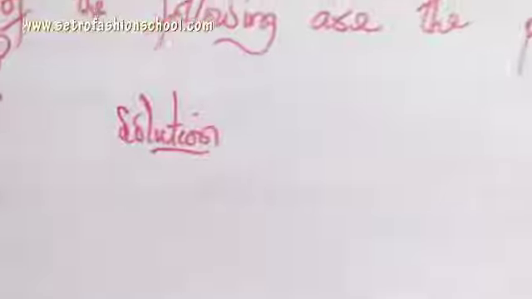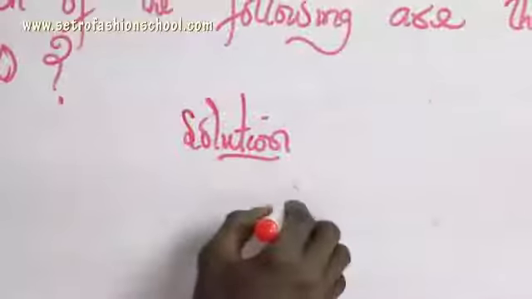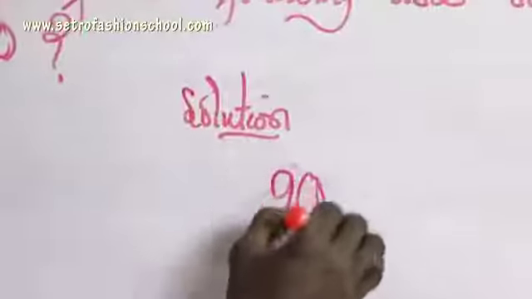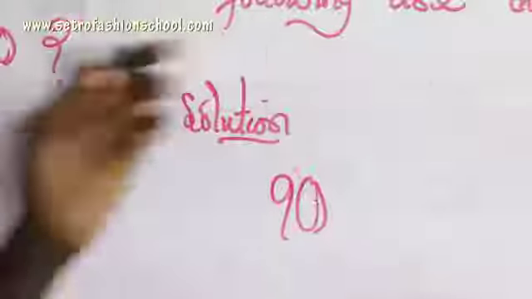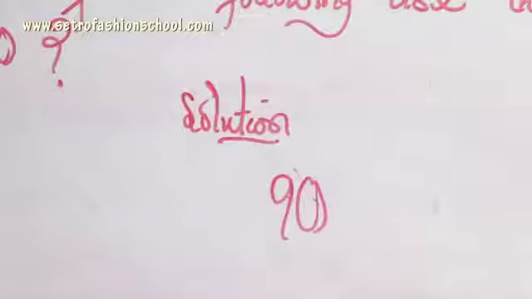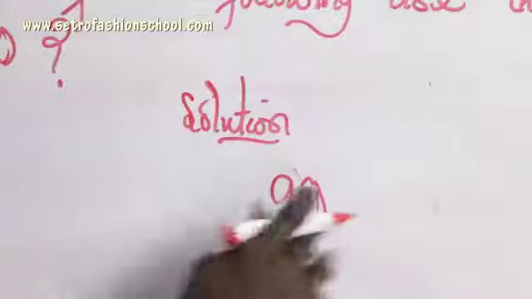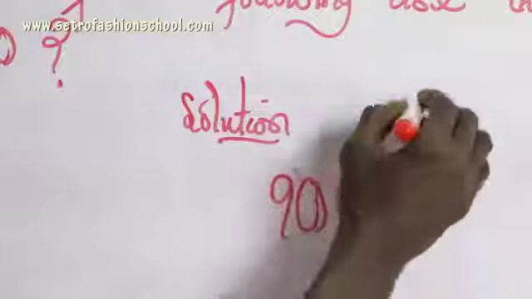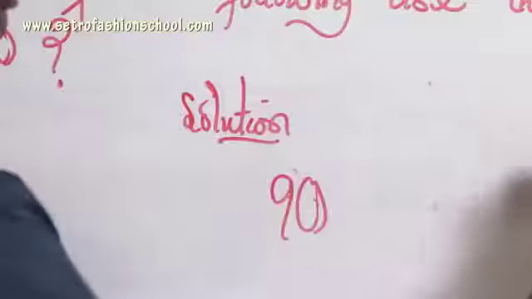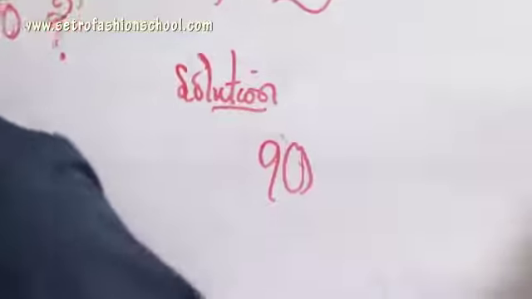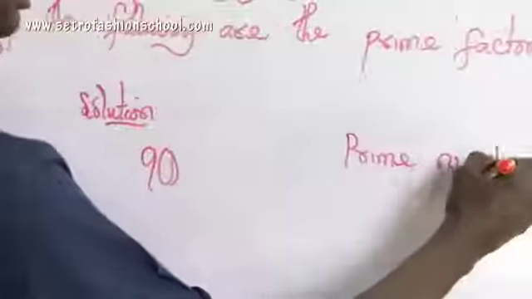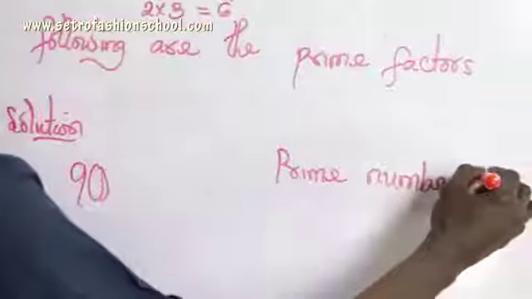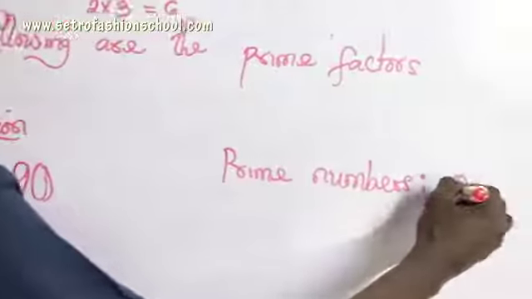Now, 90. How can we do this? Just write your 90 down whenever you are asked to find the prime factors. Now, you have to remember those prime numbers. What are the prime numbers? I'm going to write the prime numbers here. From the smallest, the starting point of the prime numbers is 2. Prime numbers are starting from 2.